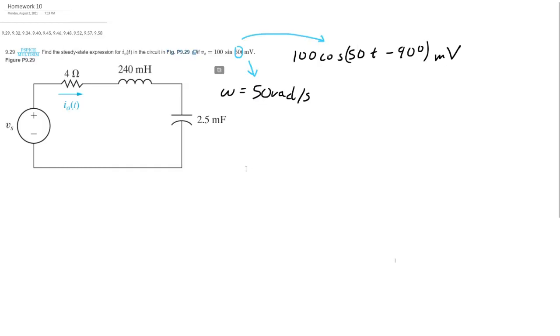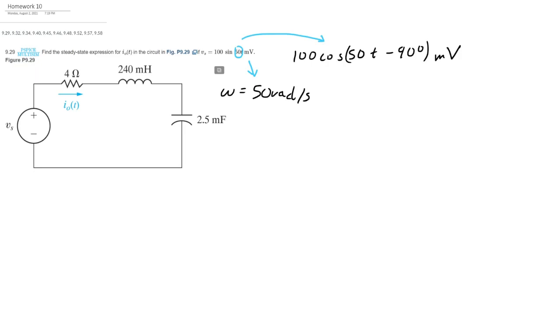The first problem of homework 110 is not too bad. Basically, we just have to find the steady state expression for the current through this whole circuit, I of t. We apply this voltage source, which is 100 millivolts at an angular frequency of 50 radians per second. We want to convert it to cosine form so we can make it into a phasor. Sine and cosine are orthogonal, so sine minus 90 is cosine.